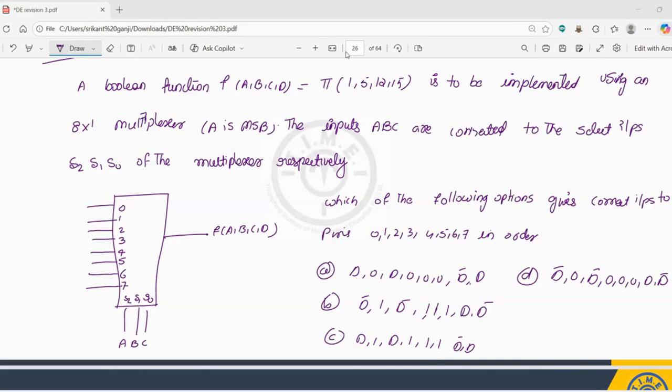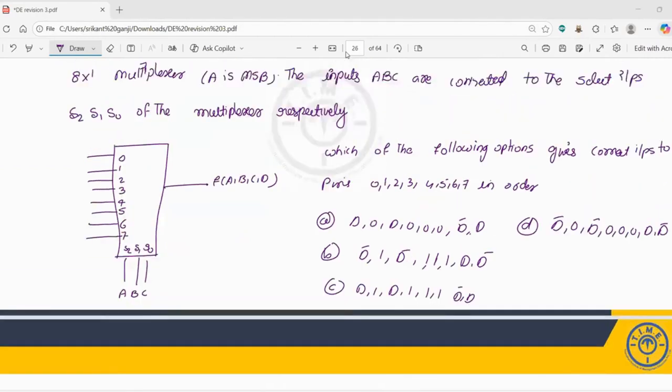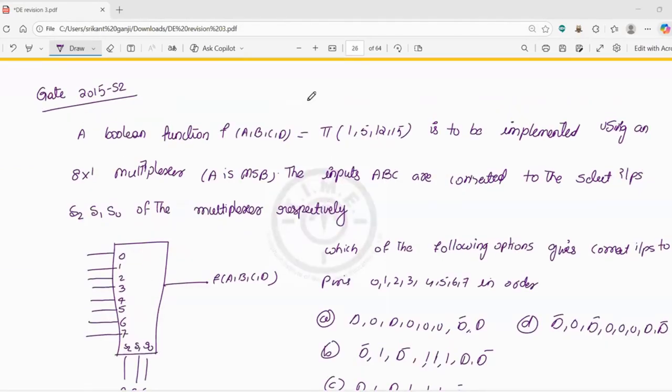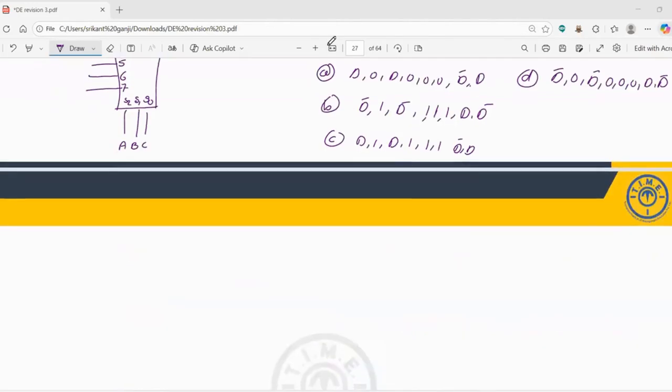Option D. Okay, let's check it. 1 comma 5 comma 2 comma 15. Yes, option B is correct, ma. Okay.